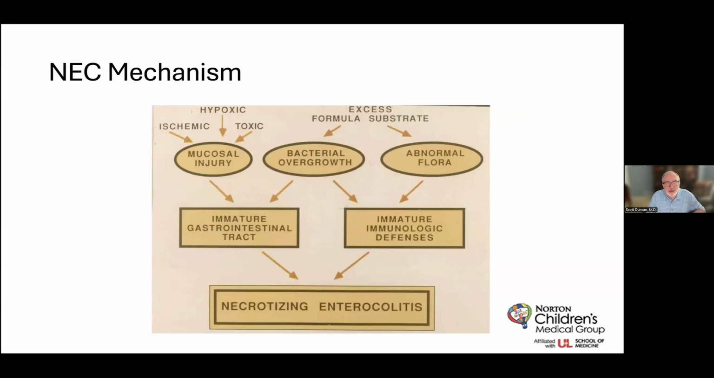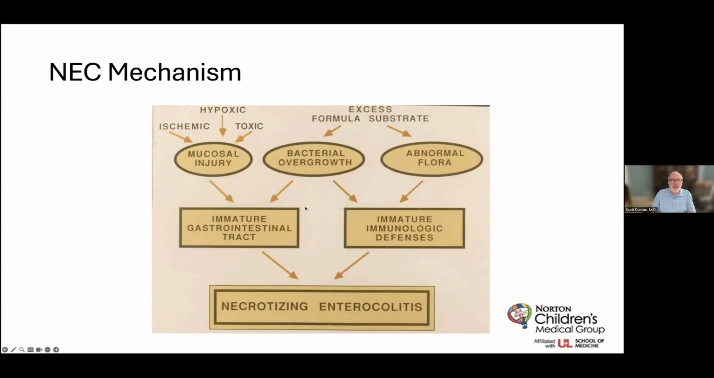Here's an idea of the mechanism. I told you that what we do is science, a little bit of art, a little bit of voodoo. So we think about mucosal injury, we think about bacterial overgrowth, and we think about abnormal flora, typically in the shadow of having been fed. So you think about hypoxia ischemia resulting in mucosal injury. You think about formula substrates contributing to bacterial overgrowth and the abnormal flora.